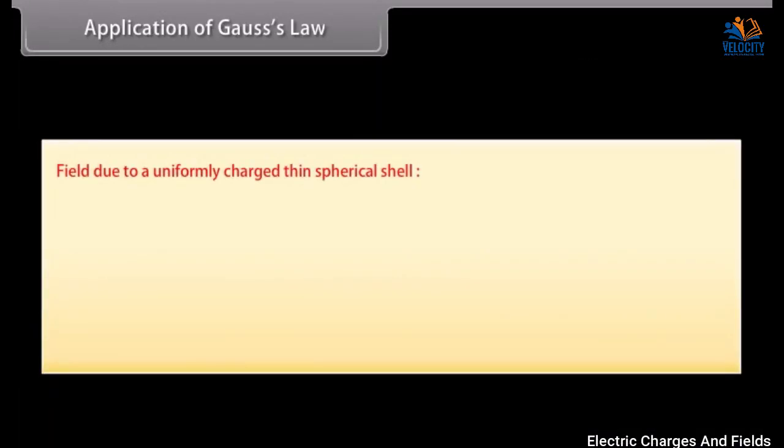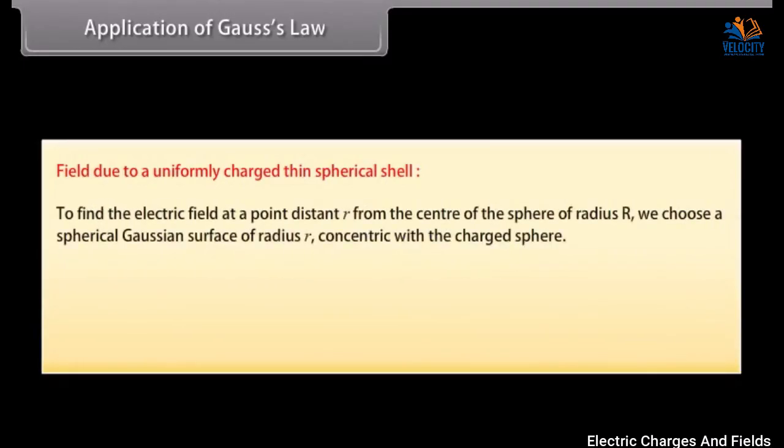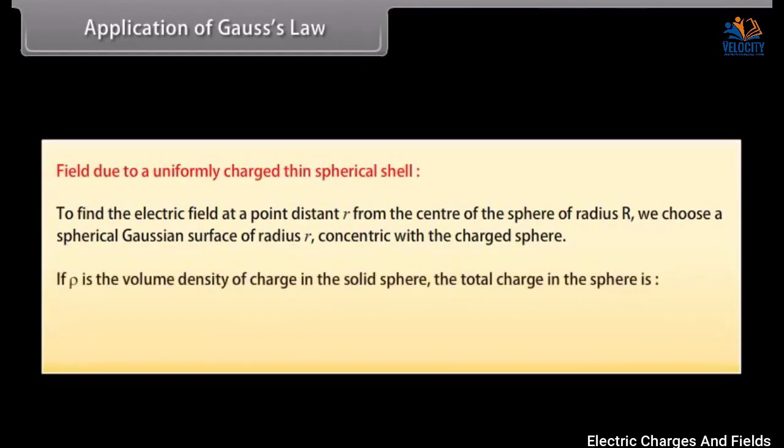Field due to a uniformly charged sphere. To find the electric field at a point distant r from the center of the sphere of radius R, we choose a spherical Gaussian surface of radius r concentric with the charged sphere. If rho is the volume density of charge in the solid sphere, the total charge in the sphere is given by Q equal to 4 upon 3 pi R cube rho.